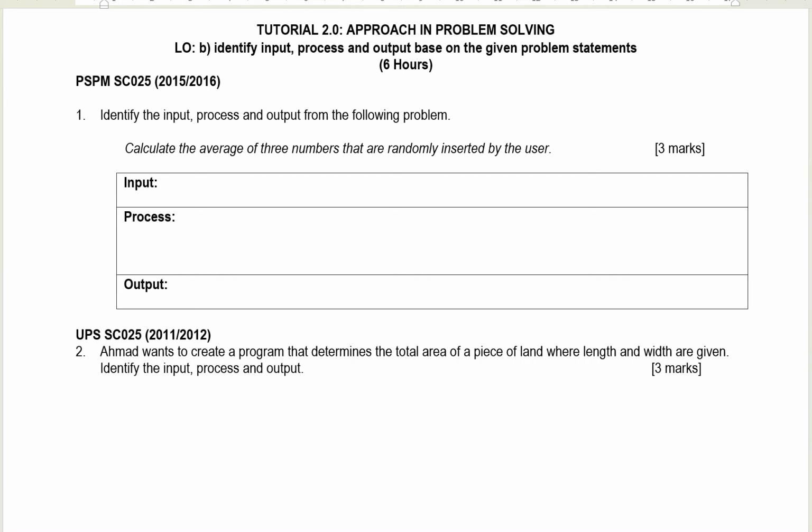Today I'm going to discuss a tutorial question topic approach in problem solving. Let's have a look at question number 1. Calculate the average of three numbers that are randomly inserted by the user. You have to write the IPO. So first, you have to identify the output first.